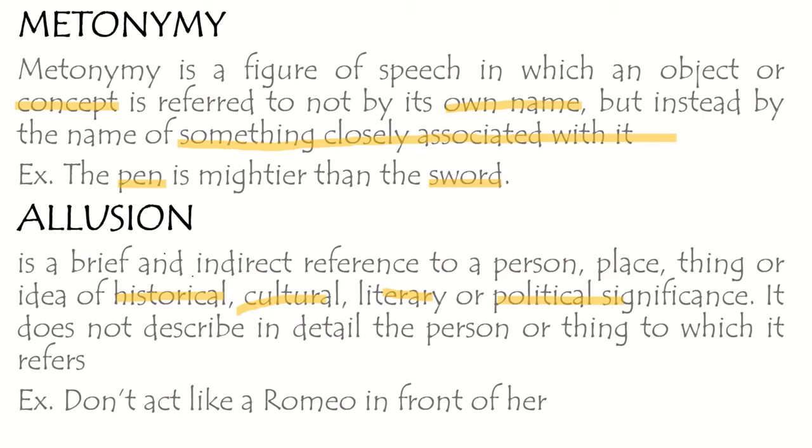Allusion is a very effective literary device in all forms of literature. Writers can use allusions for character development by associating them with other well-known and familiar characters. So again, that is metonymy and allusion.